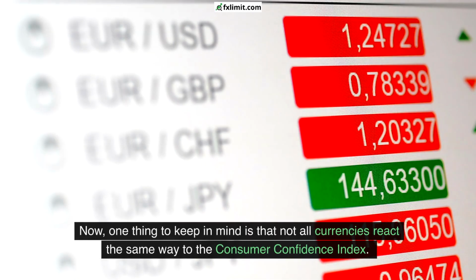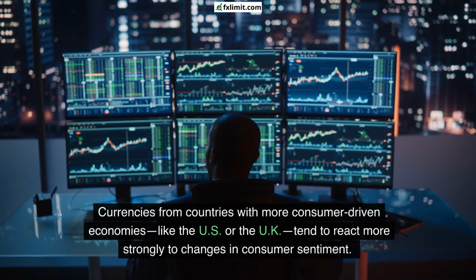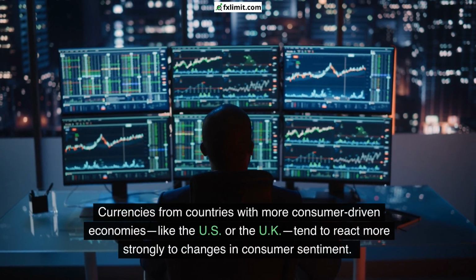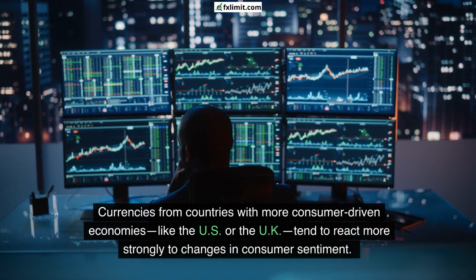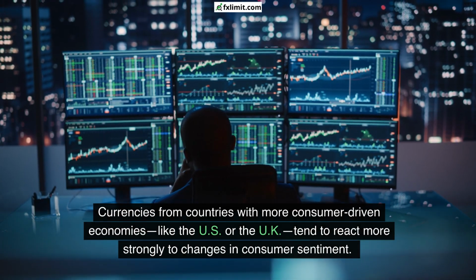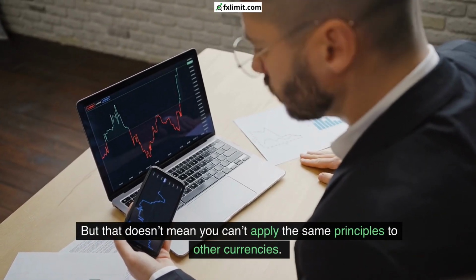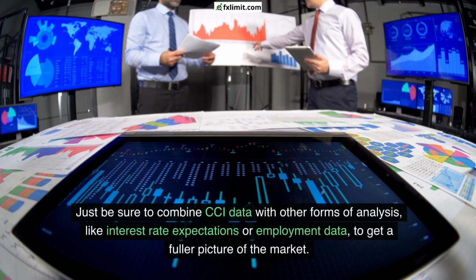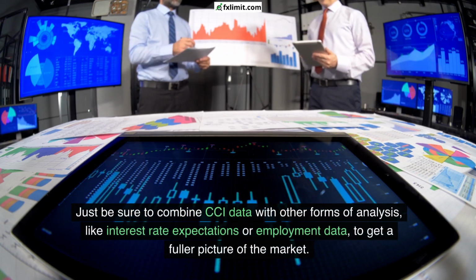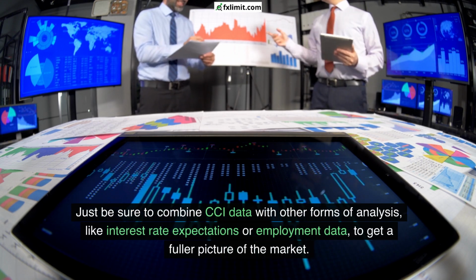Now, one thing to keep in mind is that not all currencies react the same way to the Consumer Confidence Index. Currencies from countries with more consumer-driven economies, like the US or the UK, tend to react more strongly to changes in consumer sentiment. But that doesn't mean you can't apply the same principles to other currencies. Just be sure to combine CCI data with other forms of analysis, like interest rate expectations or employment data, to get a fuller picture of the market.